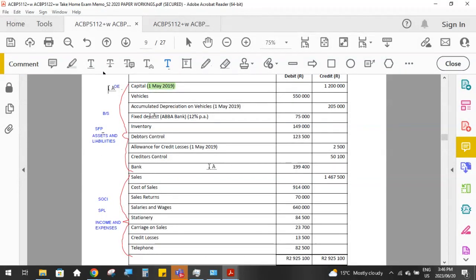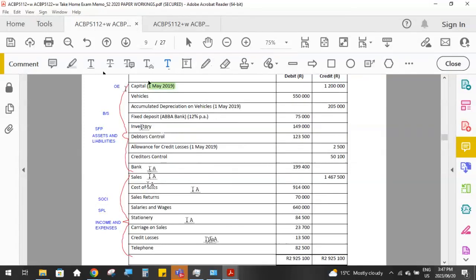You must know that backwards. If they muddle all of these accounts up, if they give you a trial balance where they are not sorted like this, you should be able to go through each account and name it: asset, liability, non-current, current, owner's equity, income, expense. You should actually practice doing that. That's really very good practice, because that is at the absolute core of being able to do your accounting.